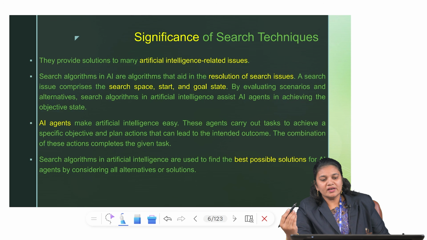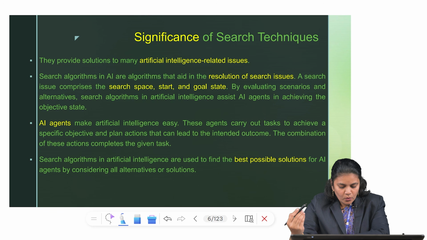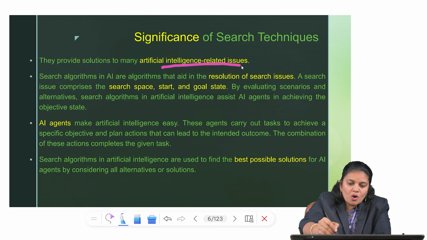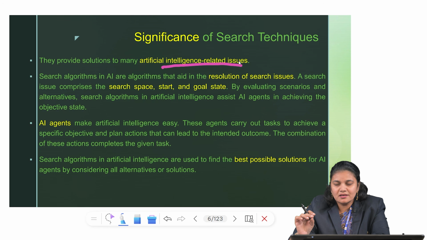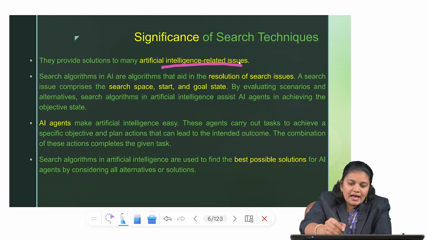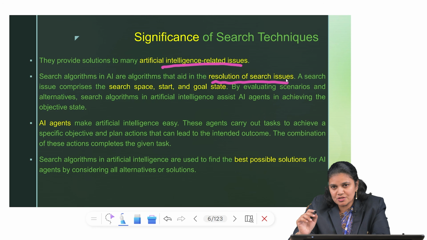And what is the significance of the search algorithm? How do they provide solutions and how do they support artificial intelligence? The first thing is that it will solve artificial intelligence related issues. Artificial intelligence means that human intelligence is being mimicked, and human intelligence is always good at making decisions. So one of the best things is that it can solve all AI related issues. And it will help in the resolution of search issues.